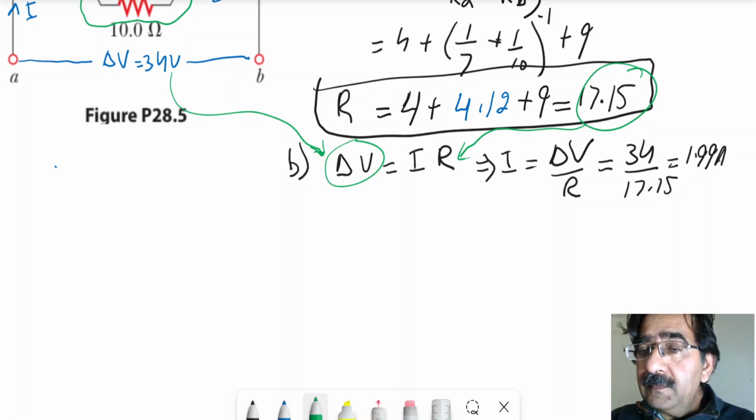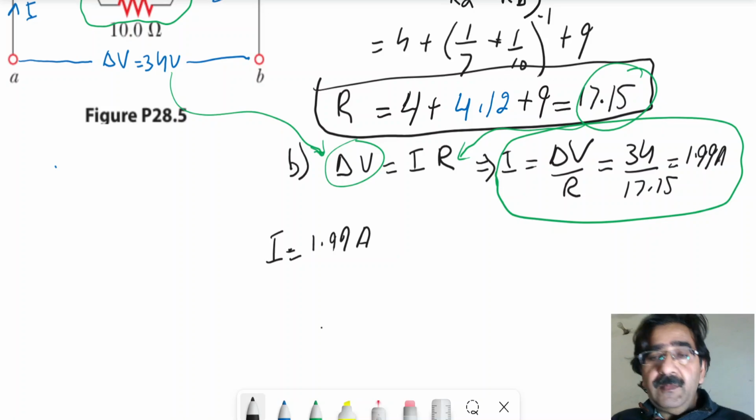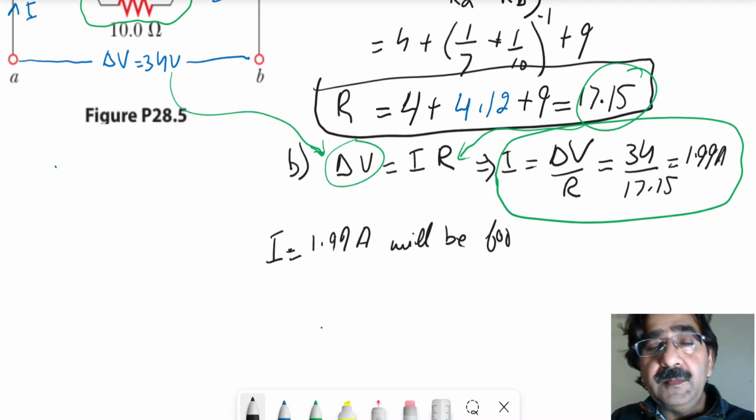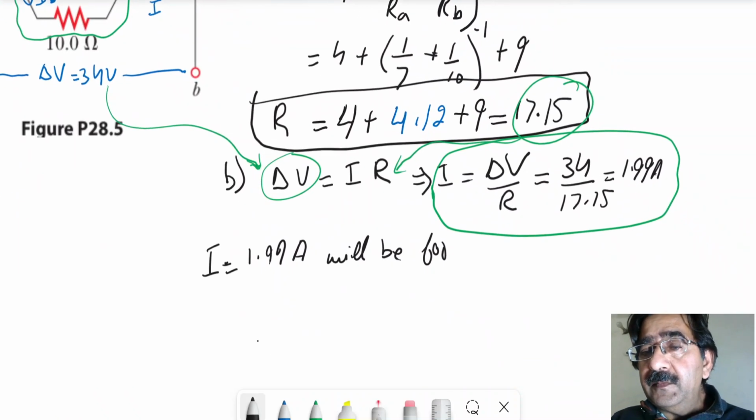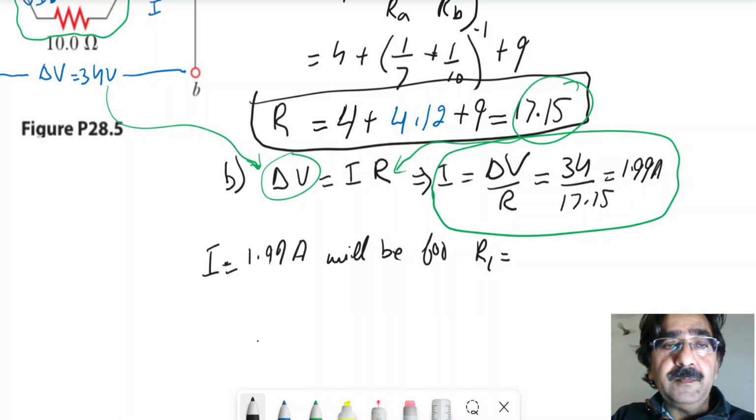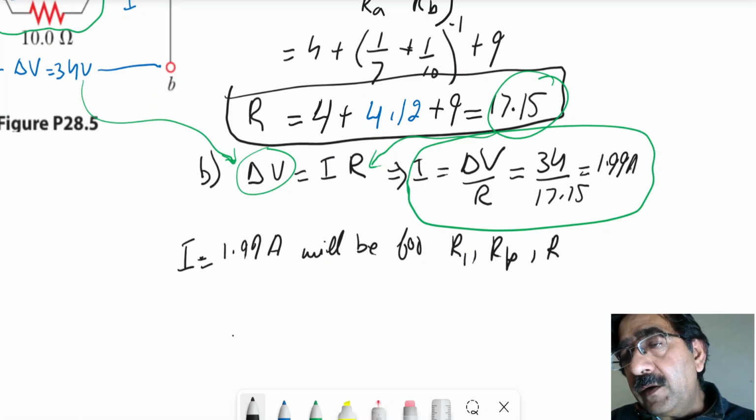So this will be I, and this I that I will be 1.99 ampere. Yes, it will be passed through, for R1, for R1, and for RP, the combination, and R2.